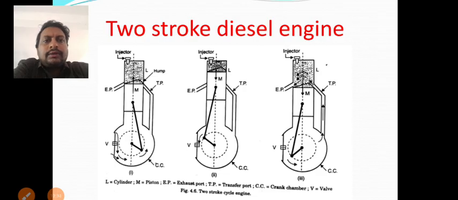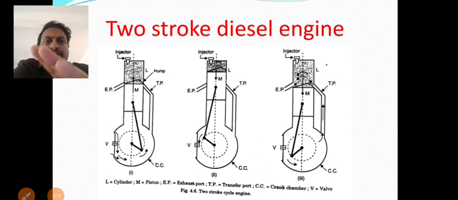So here you can observe this diagram. We have an inlet port, exhaust port and transfer port. One more difference is that in the 4-stroke engine, the air or air fuel mixture comes directly to the engine cylinder. Whereas in the 2-stroke engine, the air or air fuel mixture will not directly enter the engine cylinder. So that is one more difference between the 2-stroke and 4-stroke engine.